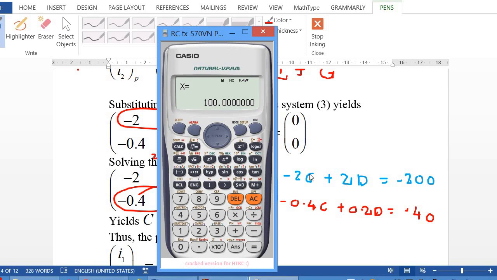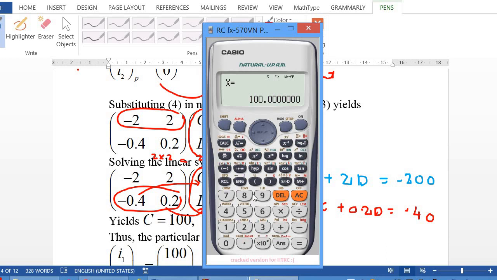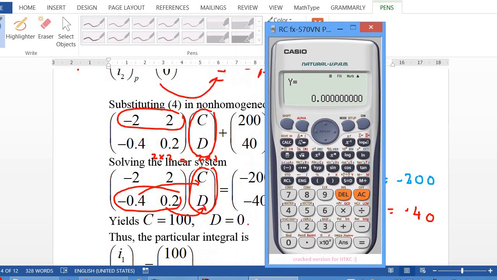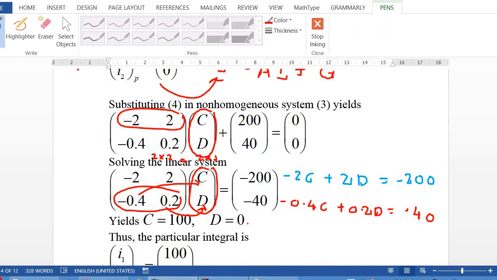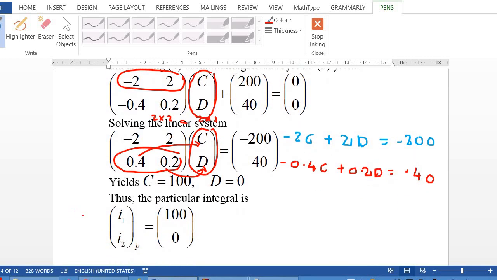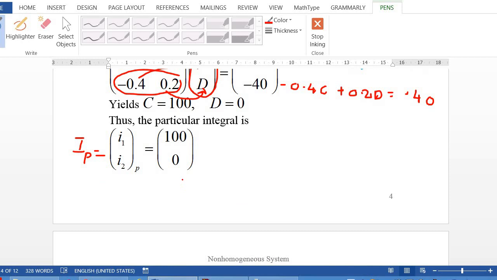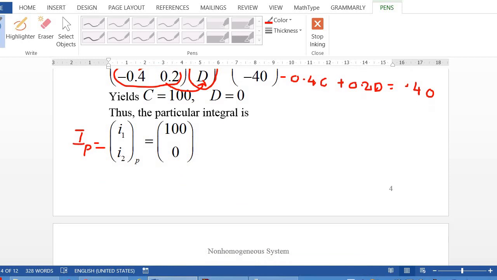The x tallies with our variable C, so hence C is 100. The y tallies with the variable D, where D is equal to 0. In the exam, you are allowed to directly use your scientific calculator to obtain C and D. You need not solve it manually. Thus the IP, which consists of I1P, I2P, is 100 and 0. This is what we call the particular integral IP.